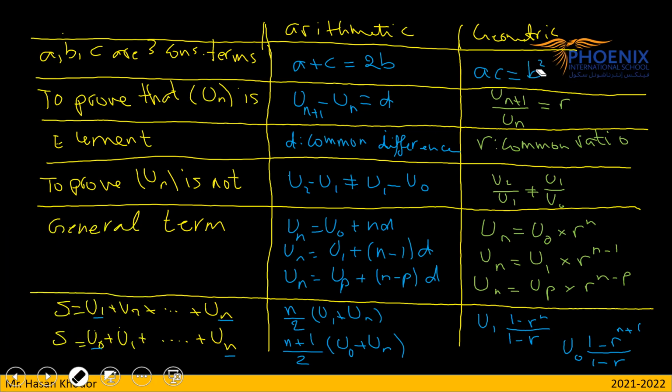Sorry, this must be in green. So AC is equal to B squared. Okay, now let's do a small application concerning these rules.